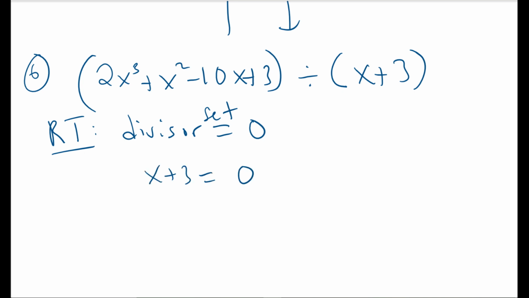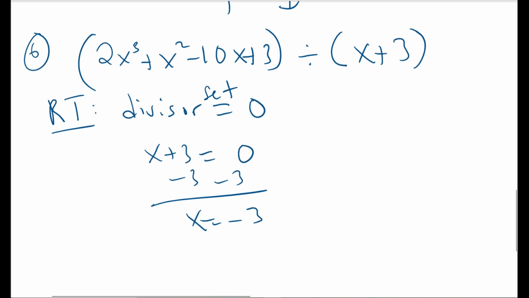And then solve that. So basically you have subtract 3, so we have negative 3. Okay, so set that divisor equal to 0, basically, and then get that number, x equals negative 3. All right, so that's how I like to think of it. Set it to 0, solve it, you get your number, and then you can take that number and plug it into the dividend. All right, so plug into your dividend.